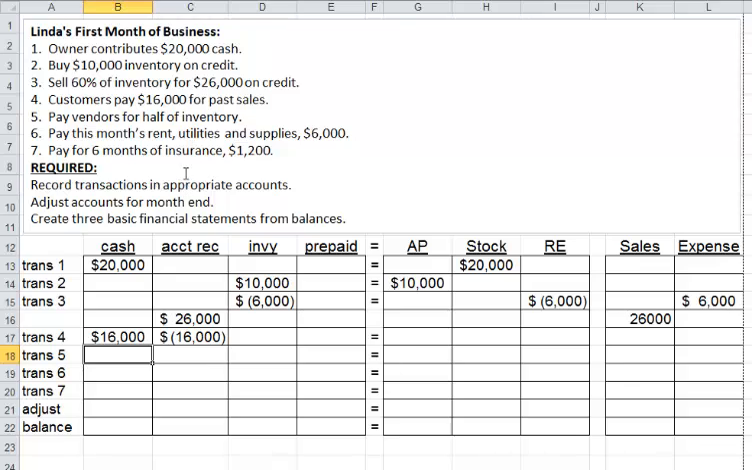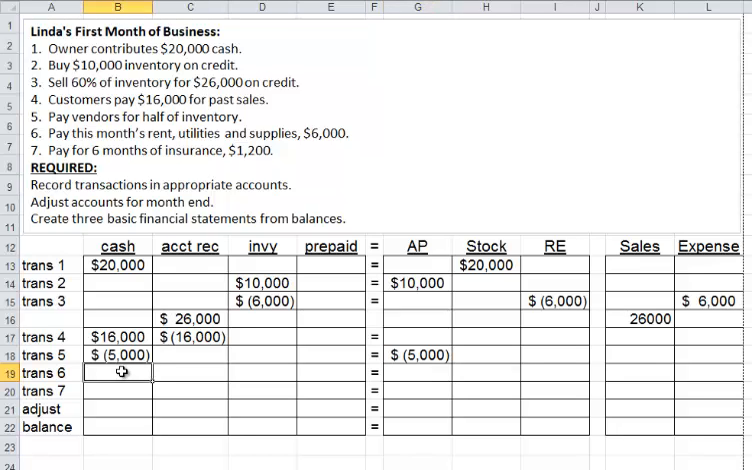Okay, let's pay the vendors for half of the inventory. All right, so here's where we bought the inventory. We owed the $10,000. We're going to pay half of that. I'm going to write a check until we're not going to owe the whole thing anymore. So that's going to reduce cash and reduce liabilities.